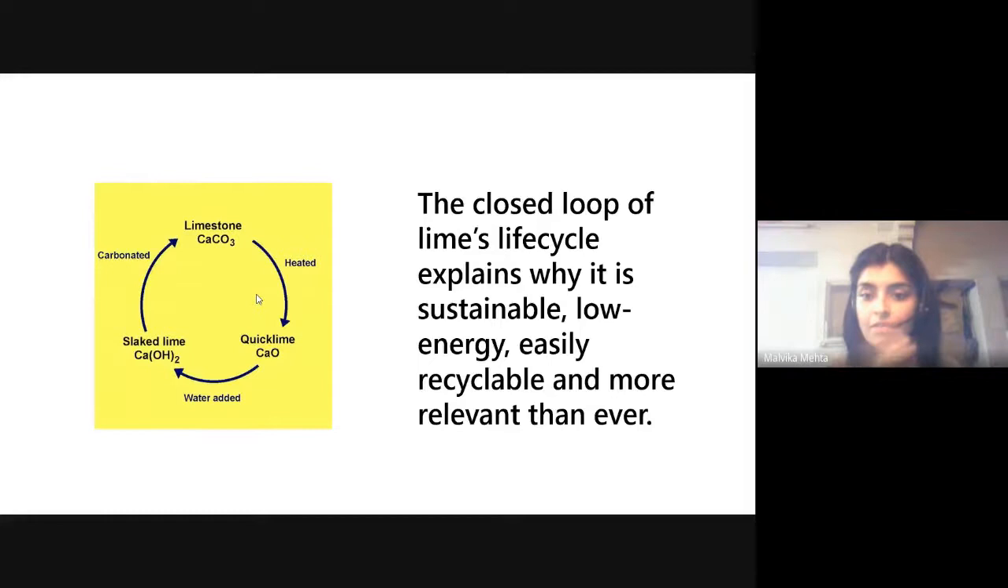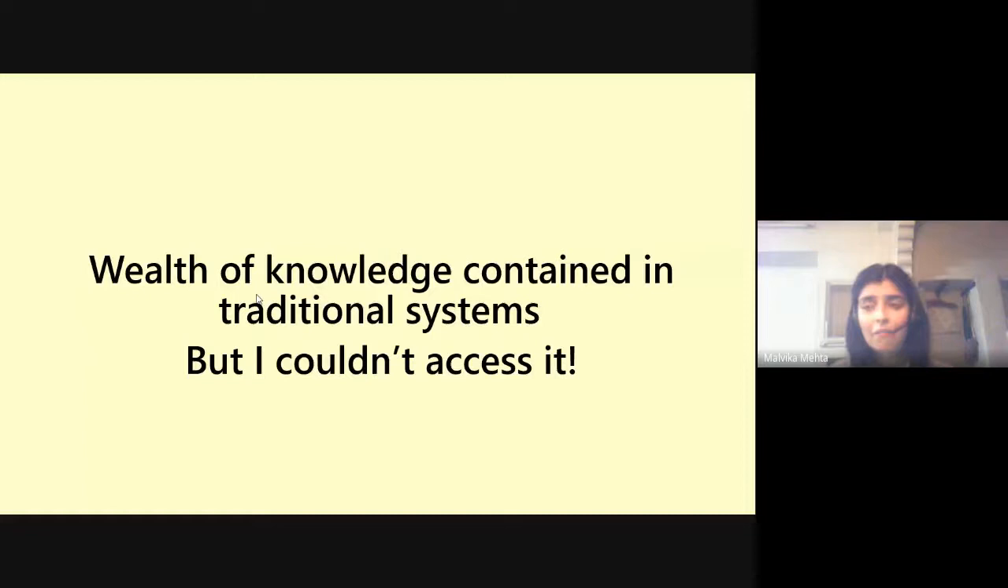But for me, I come back to, I still needed to restore this building, as lovely as it was in lime and as beautiful as this material was. And I still found the everyday life of being an architect on site, trying to get work done in lime, highly frustrating and infuriating. And I felt completely at sea, because I could see all of this knowledge so close to me, standing and manifesting in buildings. And yet I felt I couldn't access it.